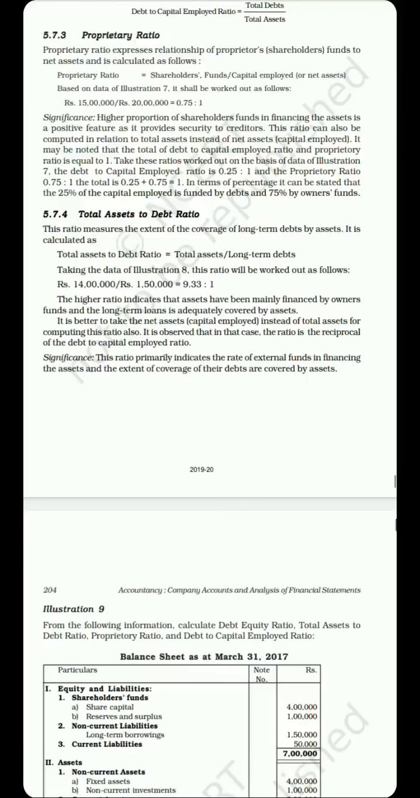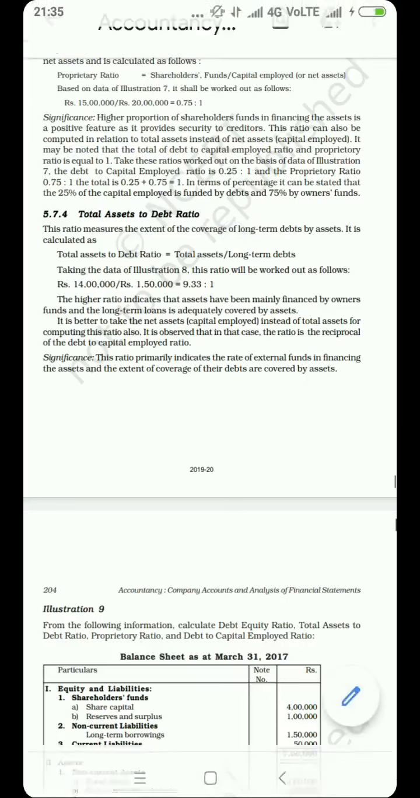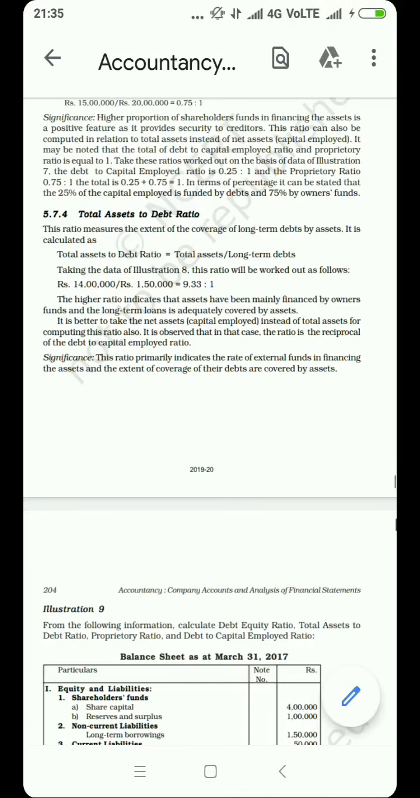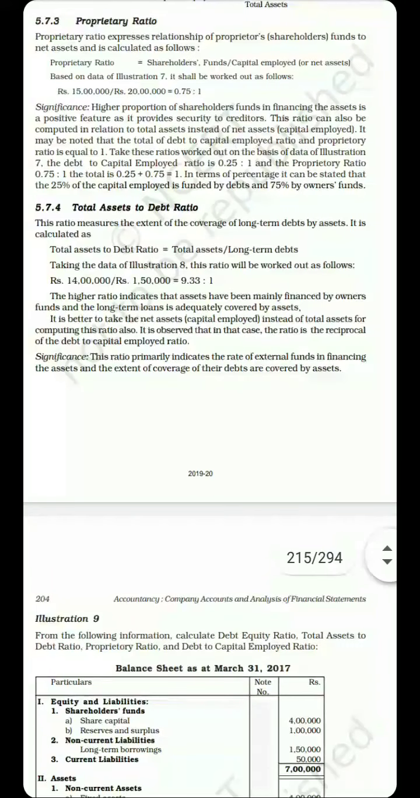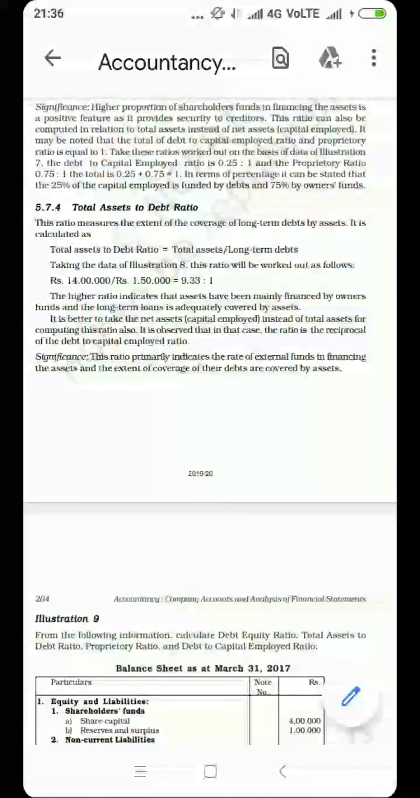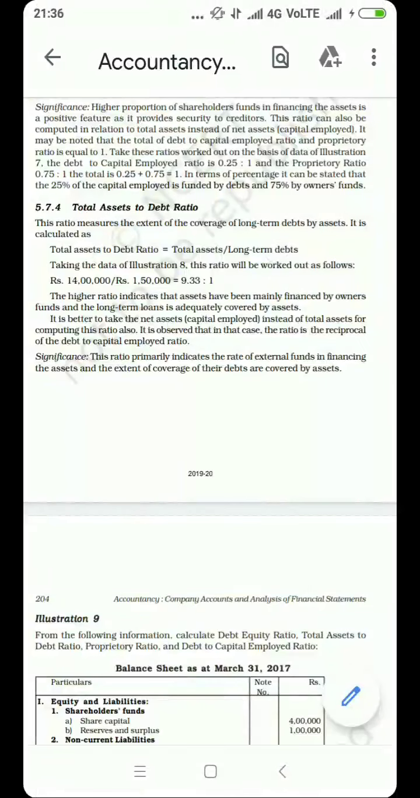This ratio measures the extent of the coverage of long-term debts by assets, which means how much assets we have to repay our liabilities. If we have more assets, we can sell off our assets and repay our liabilities. So the company will calculate this ratio. Lenders and creditors will also calculate this ratio.